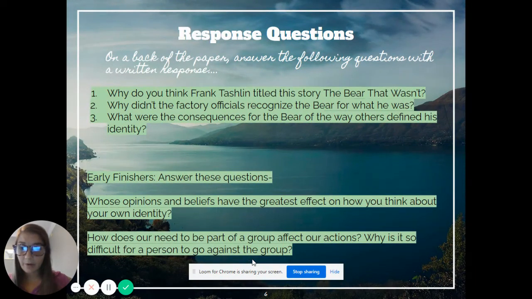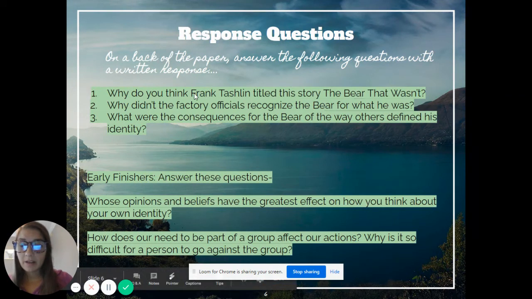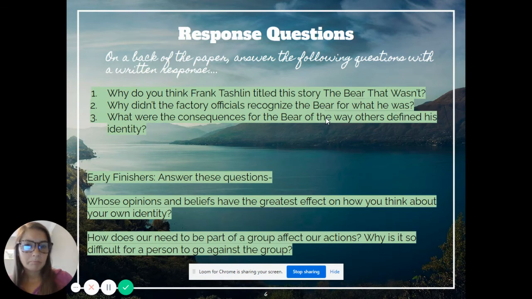And then tomorrow in class, we are going to discuss all of these things. We're going to discuss why the writer of this story titled it The Bear That Wasn't. Why didn't the factory officials recognize the bear for what he was? And what were the consequences for the bear because of the way that others defined his identity? So what were the consequences for him?